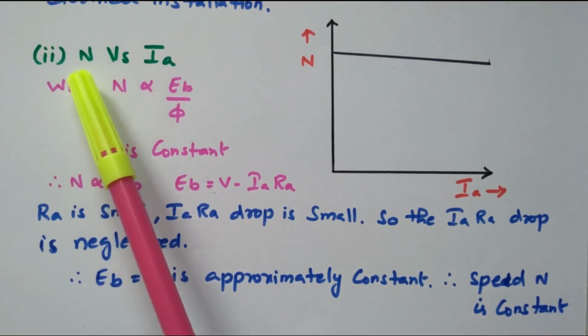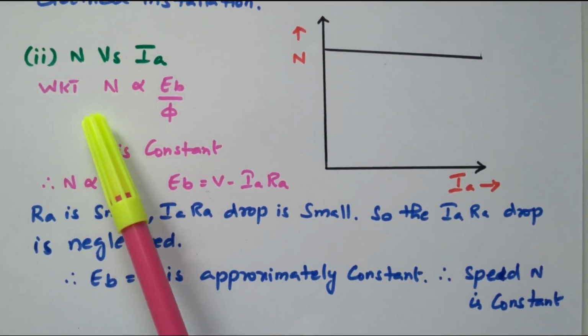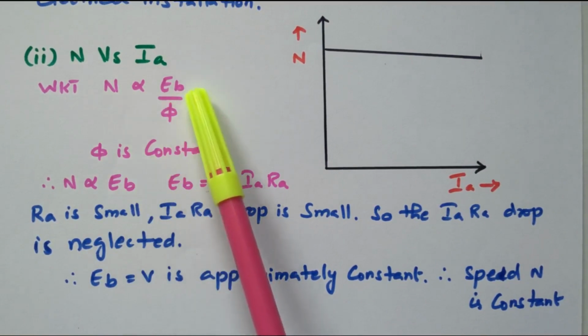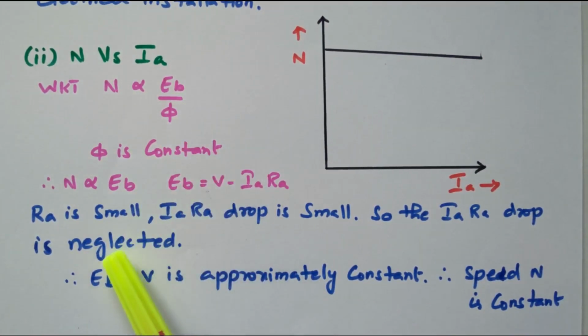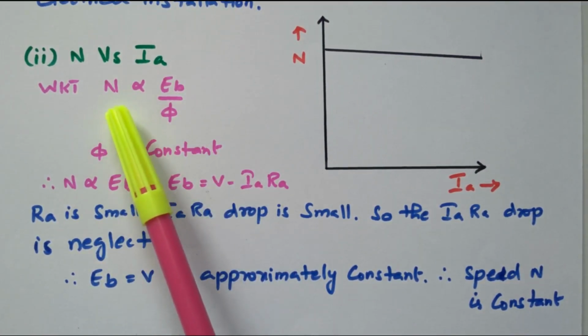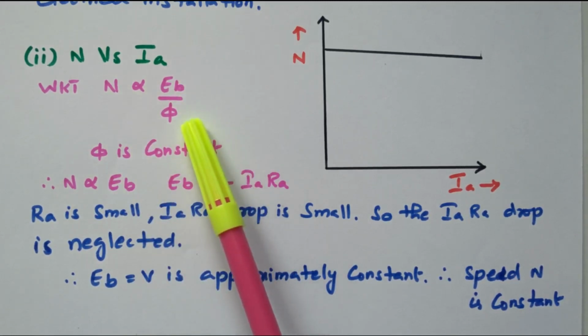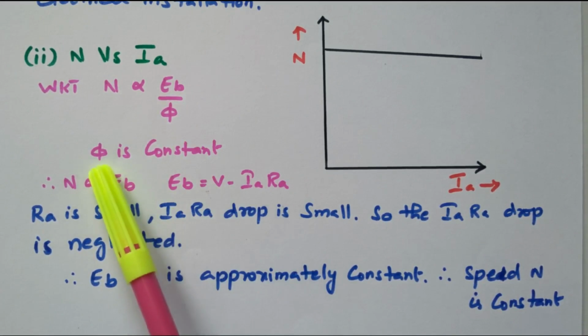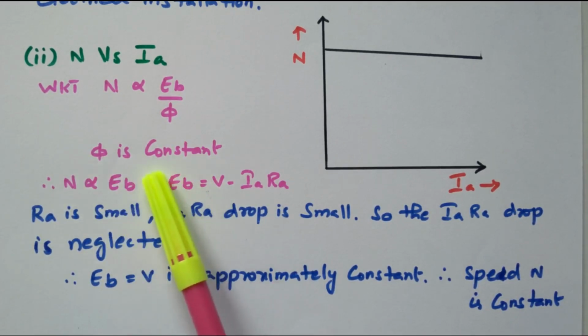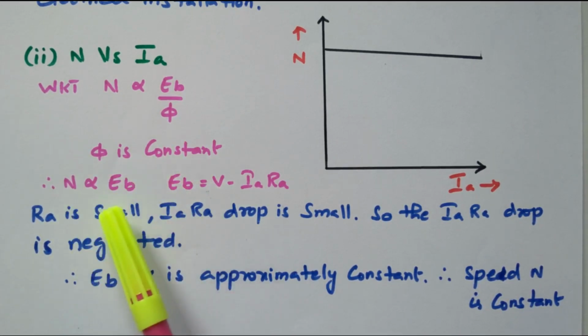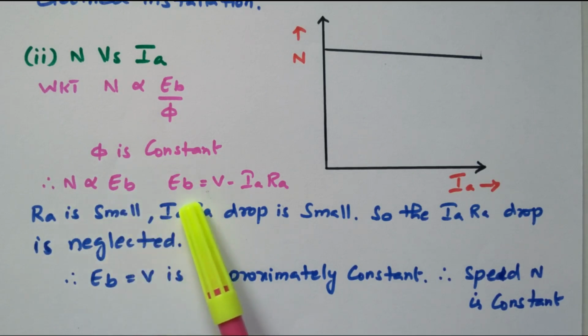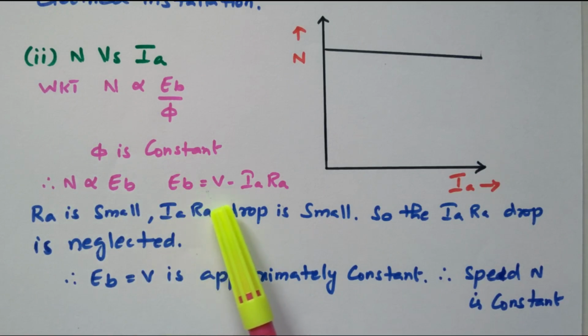Speed versus armature current. We know that N is directly proportional to EB divided by phi. The speed is directly proportional to back EMF and inversely proportional to flux. But in a shunt motor, the flux is constant. So the speed is directly proportional only to the back EMF. But the back EMF is given by EB equal to V minus IA into RA.